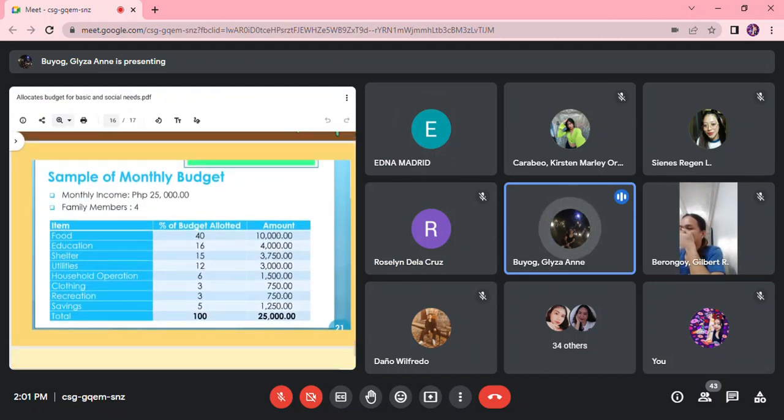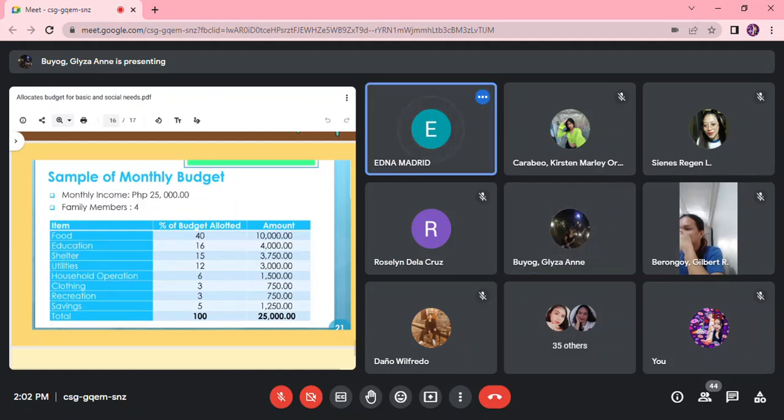So this is a sample of monthly budget. So yung monthly income nila is 25,000 and apat sila sa isang pamilya. So makikita nyo dito, yung isang chart is nahati sa tatlong column. Ang first column is the item or the basic and social need of the family, like food, education, shelter, utilities, household operation, clothing, recreation, savings. And in the second column shows how many percentage has been allotted to each need. And on the last column shows how much the budget is to every need.